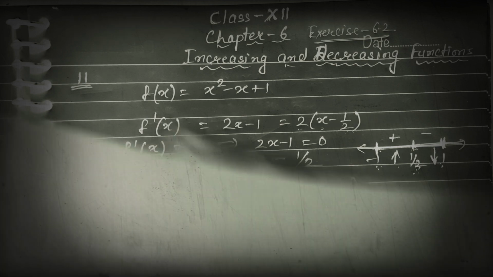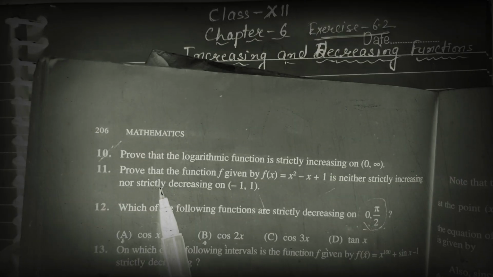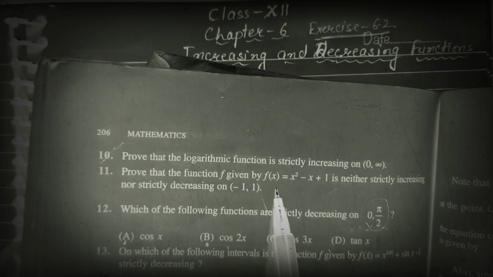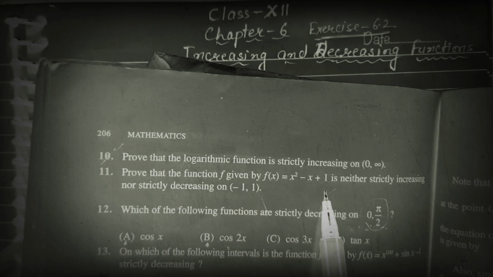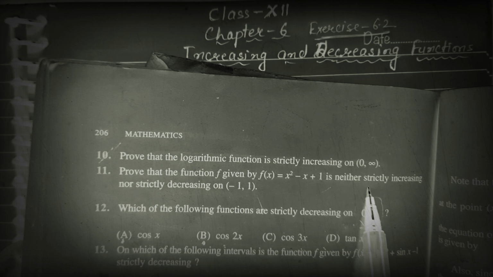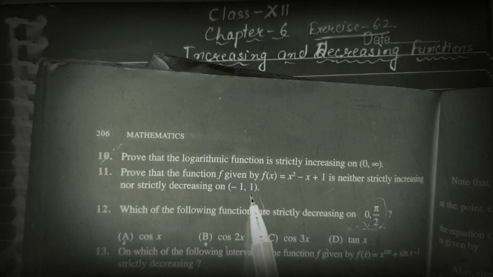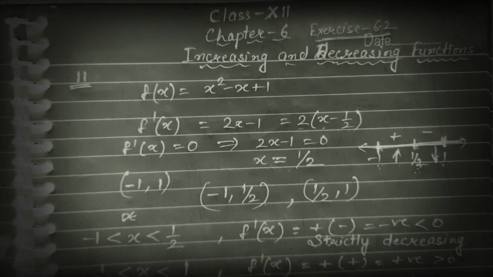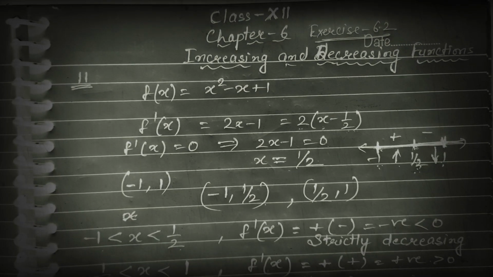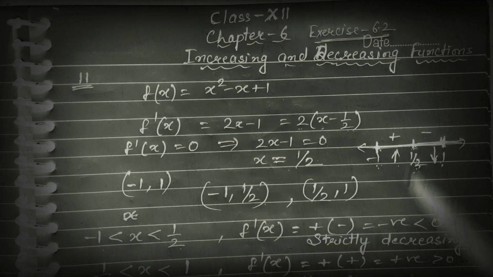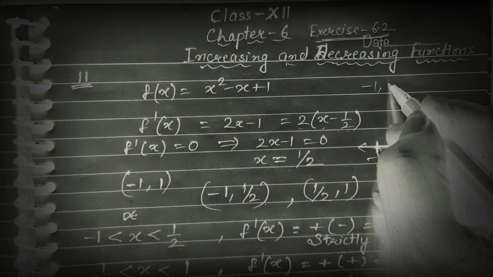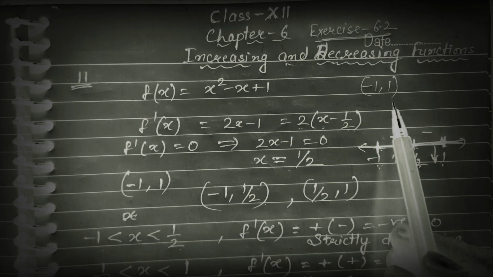Look at this question. In question number 11, prove that the function f given by f(x) = x² - x + 1 is neither strictly increasing nor strictly decreasing on (-1, 1). So we have to show that this function is neither strictly increasing nor strictly decreasing in between -1 and 1.